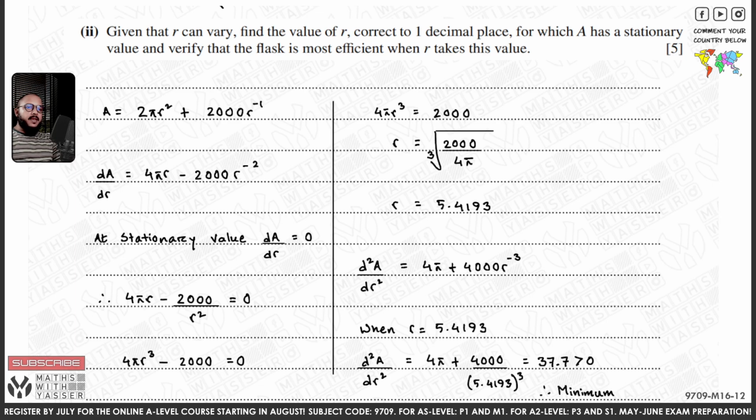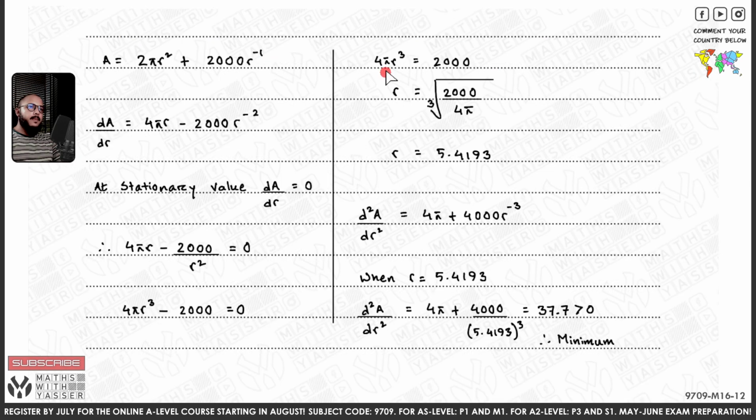After doing LCM, if we take r square to the right hand side by multiplying, this becomes 0, and for the LCM this becomes 4 pi r cube minus 2000. So 4 pi r cube is 2000. That means r must be the cube root of 2000 over 4 pi. So r is equal to 5.4193.